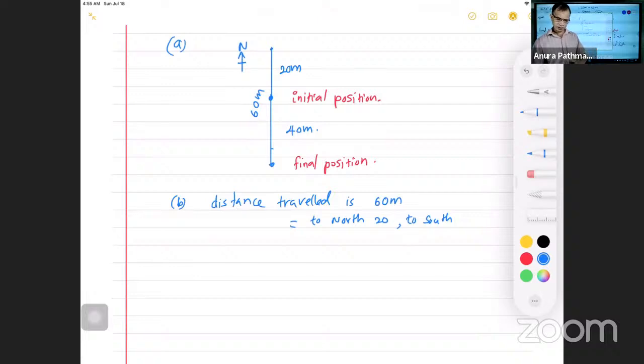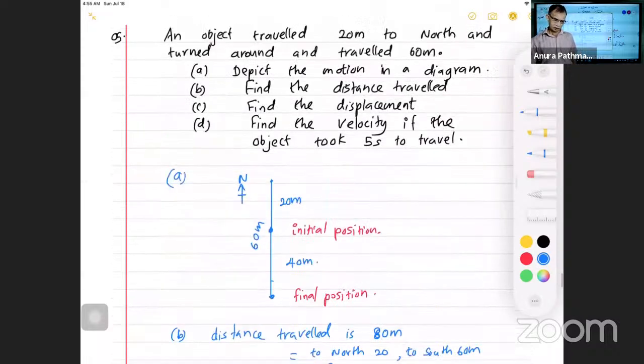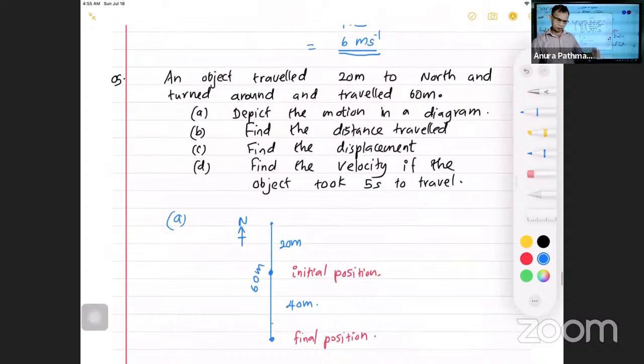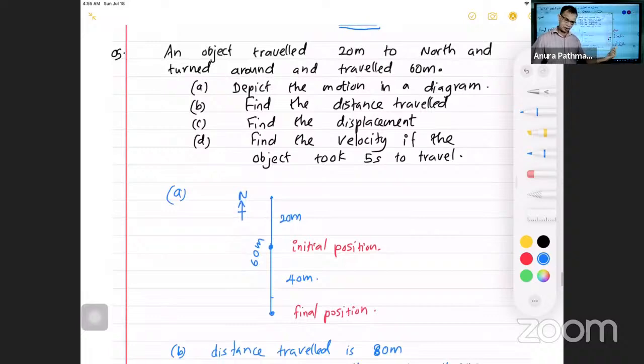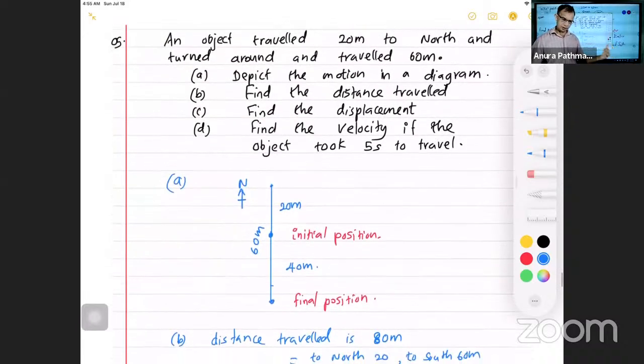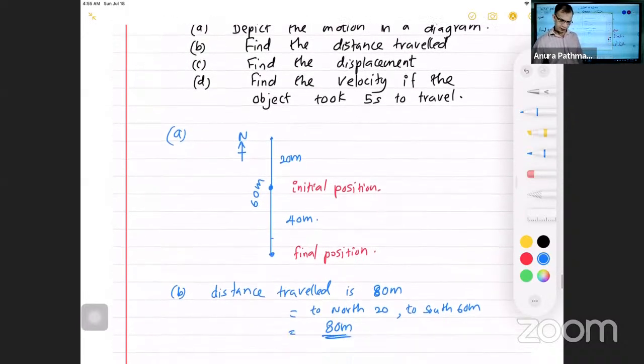It came 60 meters down. It should be 80, right? To south, 60 meters. Then altogether, 80 meters. Find the 20 to north and turn around and traveled 60 meters. Altogether, 60 plus 20, 80. Yeah. C.